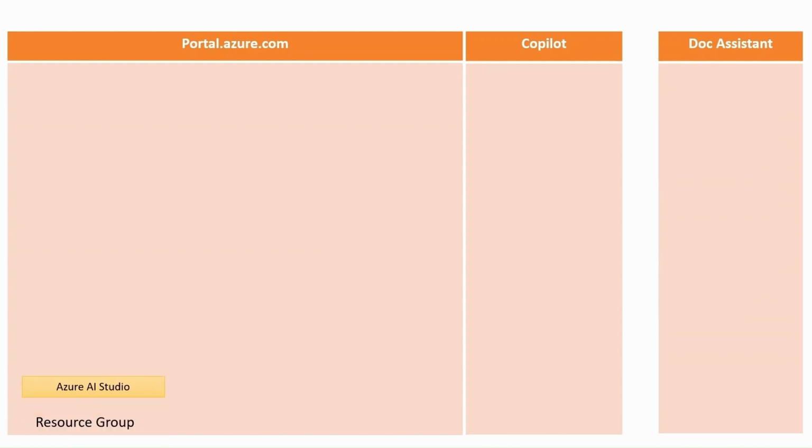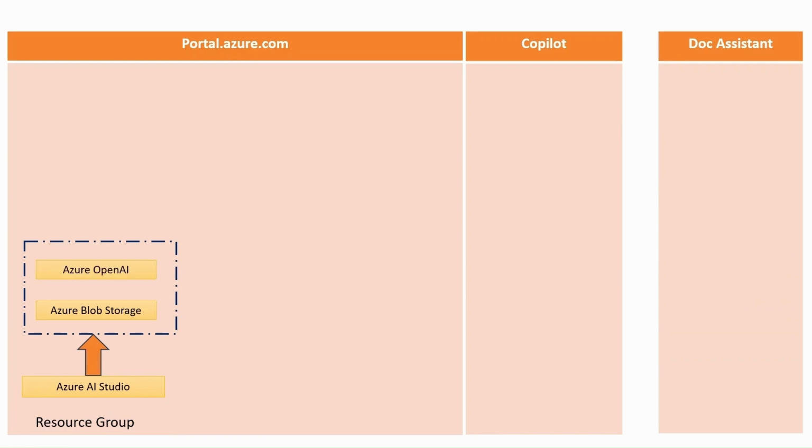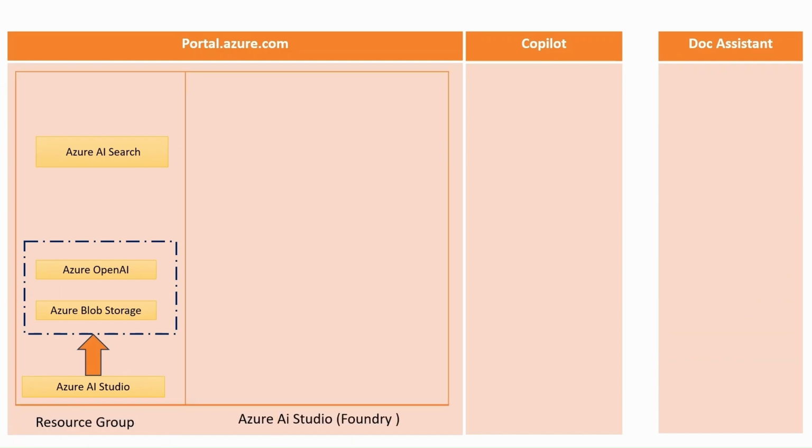In the resource group, we will create Azure AI Studio, which will automatically create two resources: Azure OpenAI and a storage account. If you prefer, you can create your own Azure OpenAI resource and the storage account and connect them to Azure AI Studio. Then we will create the Azure AI Search service.